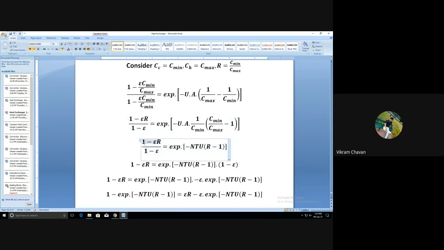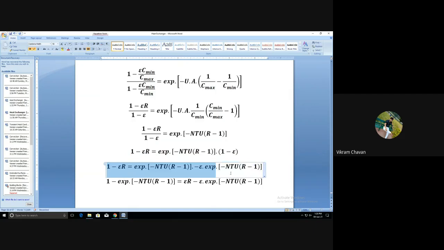So we'll get the equation as (1 minus effectiveness R) whole divided by (1 minus effectiveness) will be equal to exponential of, inside the bracket, minus NTU inside the bracket R minus 1, bracket complete, square bracket complete. So then if you transfer this 1 minus effectiveness to this side, that will be the multiplication with the exponential term. So we will get 1 minus effectiveness multiplied by R is equal to exponential term multiplied by 1 minus effectiveness.